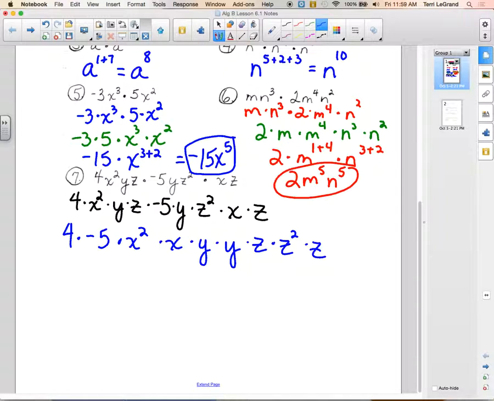Let me make a little suggestion for you before you move on. After you've done your rearrange step, count to make sure you have them all, so you don't forget any of them. So in other words, after I've inserted my multiplication dots, I count and I see I have 1, 2, 3, 4, 5, 6, 7, 8, 9 pieces. I didn't leave any of them out.